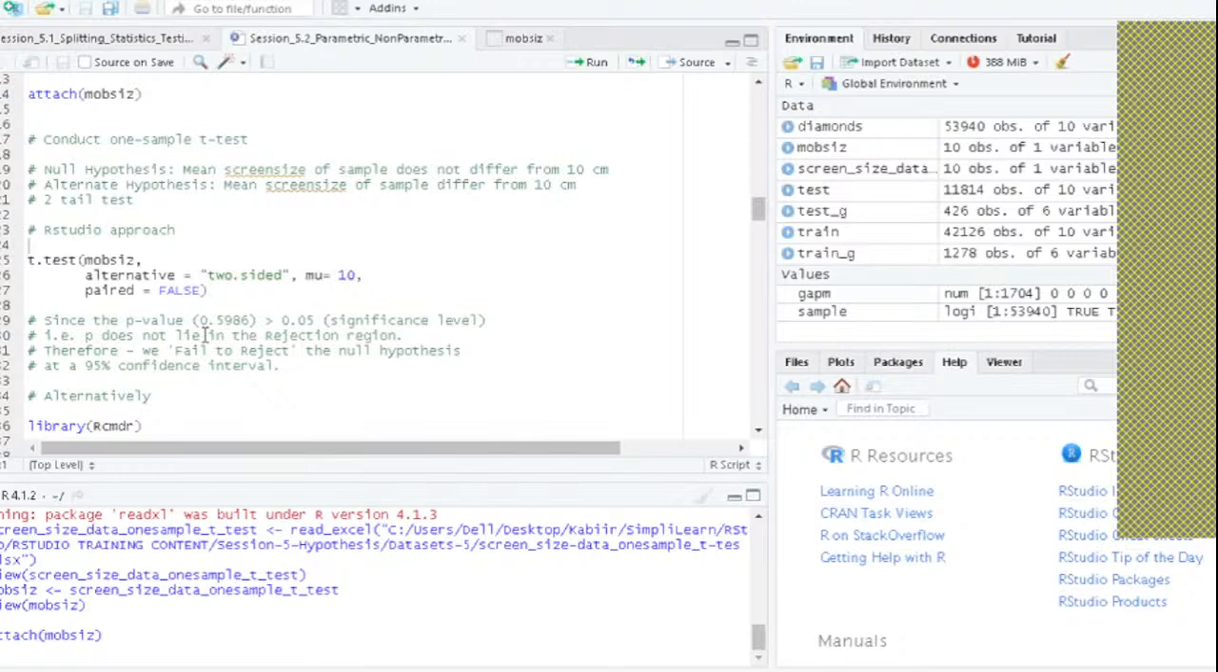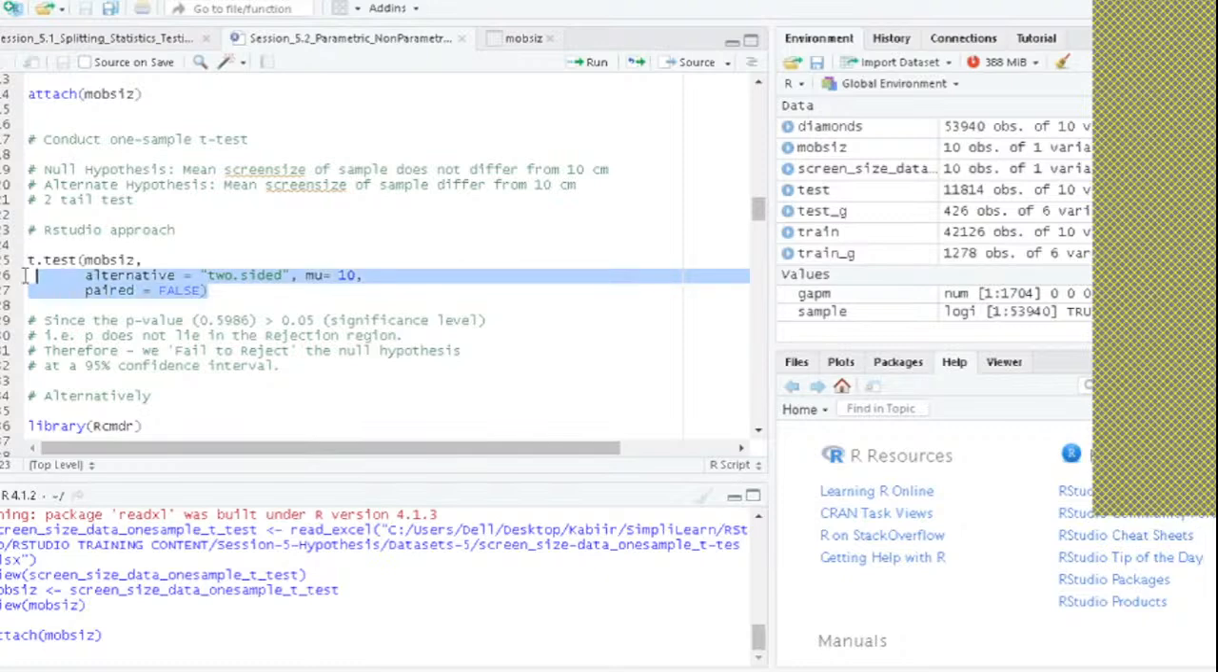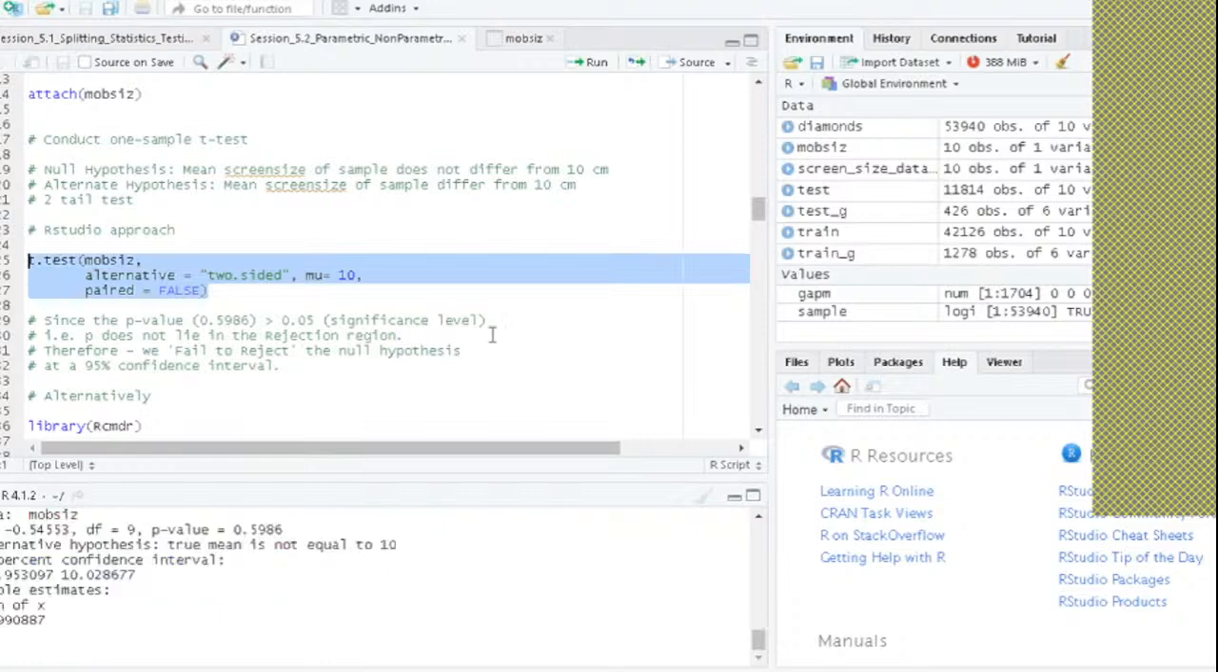And is it a paired? Tell me, is it a paired? No, it's not a paired. So I mention paired equal to FALSE. Run these lines, 1 to 5, 1 to 6, and 1 to 7.